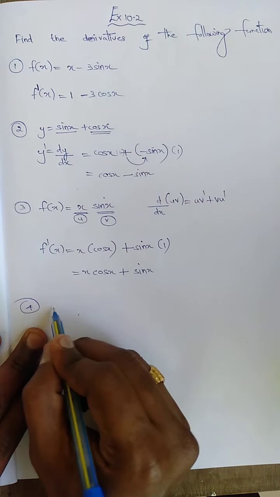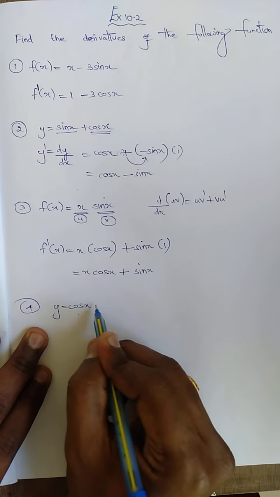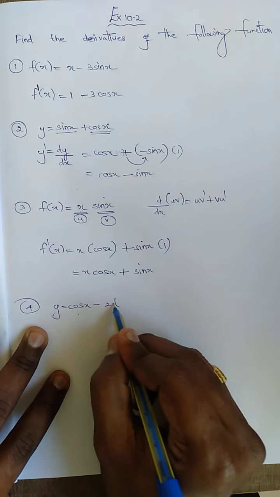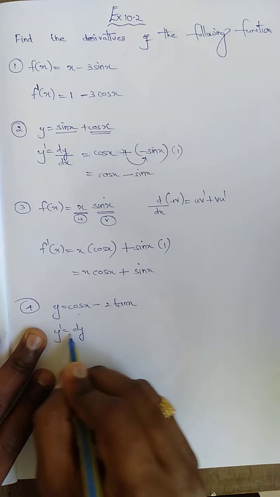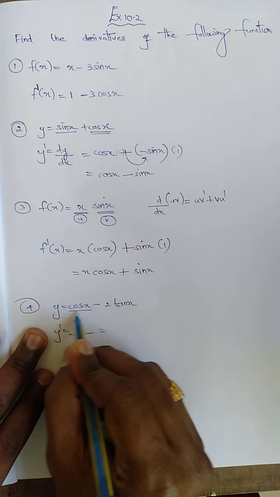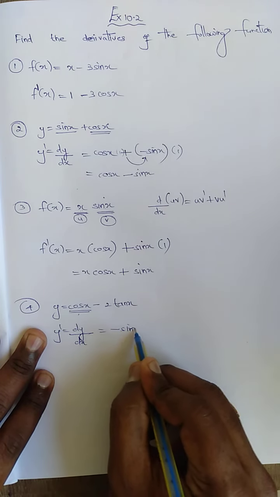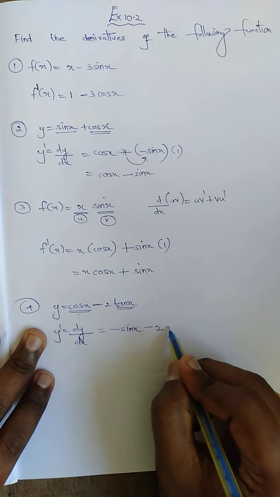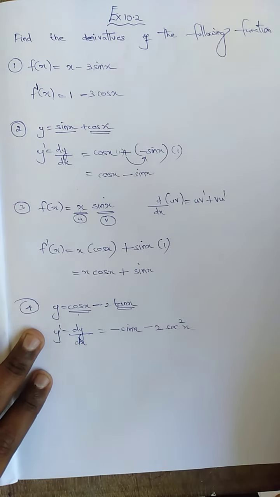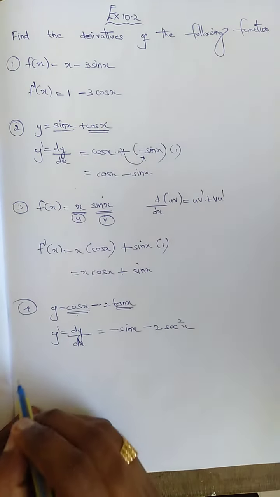Next, the fourth sum. Y is equal to cos x minus 2 tan x. Differentiate of y is y dash, otherwise you can say dy by dx also, no problem. Cos x differentiate is minus sin x. Minus, minus 2 is constant. Tan x differentiate is secant square x. Therefore, minus sin x minus 2 secant square x.